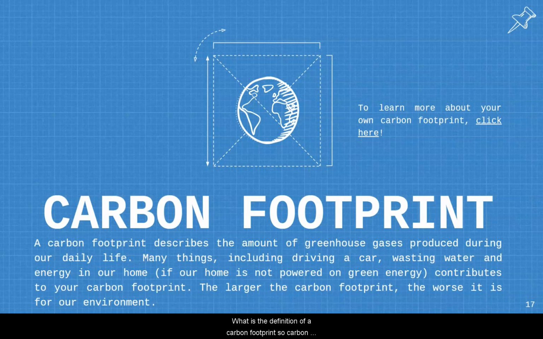So this is a definition of a carbon footprint. A carbon footprint describes the amount of greenhouse gases produced during our daily lives. Many things, including driving a car, water use, and energy in our own homes, contribute to our carbon footprint. So the larger the carbon footprint, the worse it is for the environment. Every day, we have programs and systems put in place in our schools and homes, and institutions where we're trying to reduce our carbon footprint. One common example is recycling. That can be an example of reducing your carbon footprint.